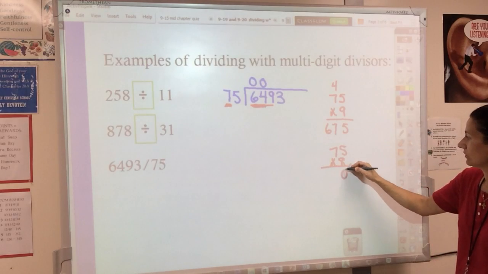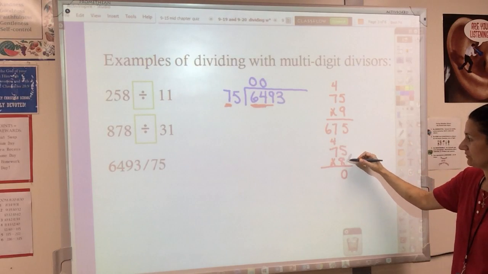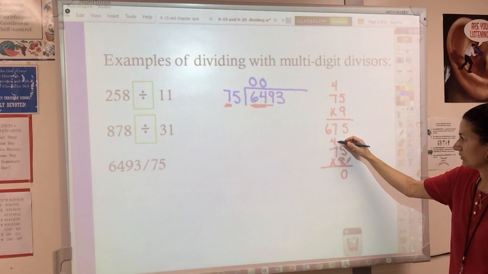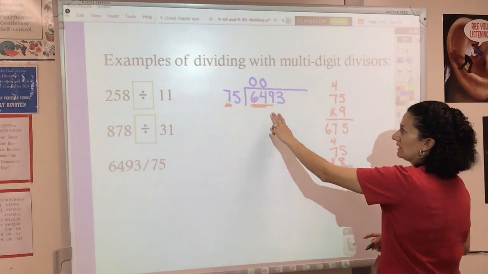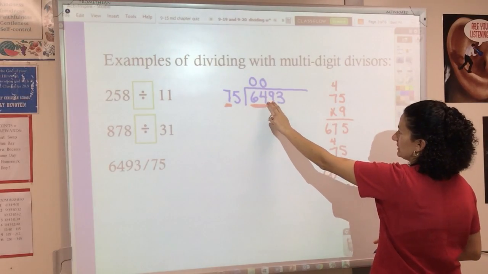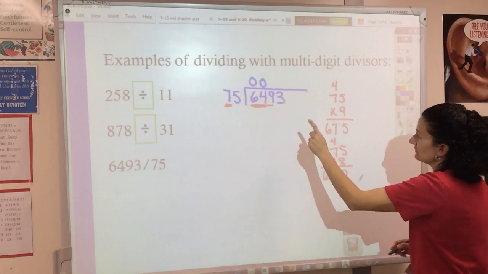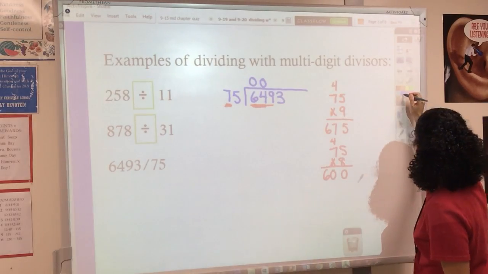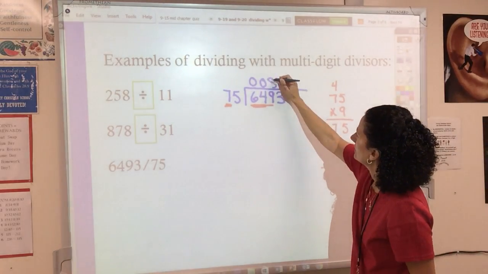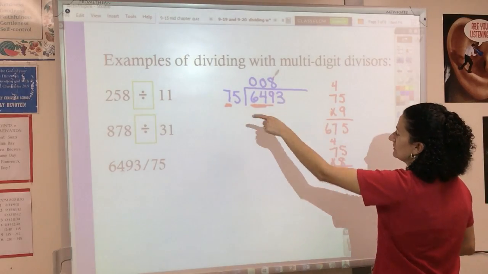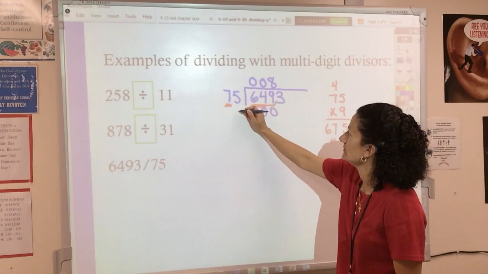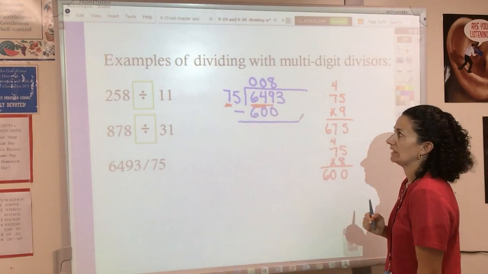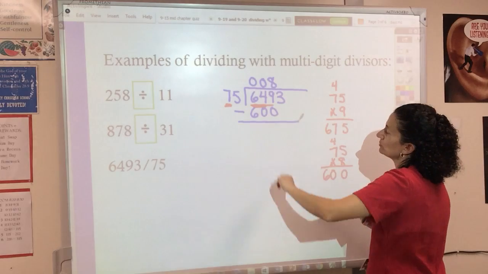5 times 8 is 40. 7 times 8 is 56. Plus 4 is 60. There you go. Okay, now I'm in the ballpark and I'm smaller than 649. So 75 goes into 649 8 times, because I just figured out 8 times 75 is 600. I didn't know that. I had to guess and check, right? Subtract. Okay, be careful with your subtracting when you've got multiple digits.